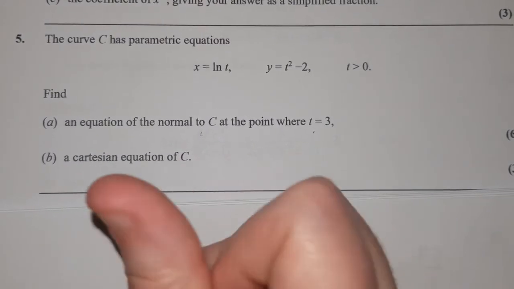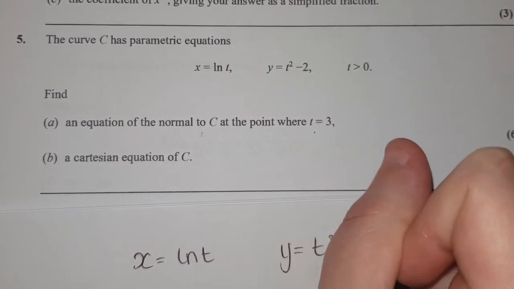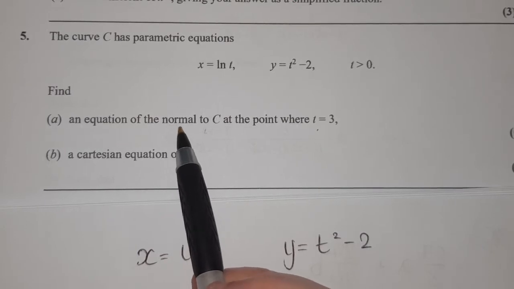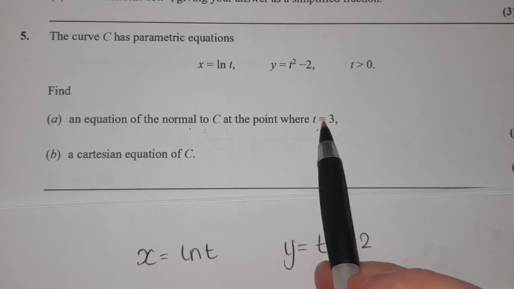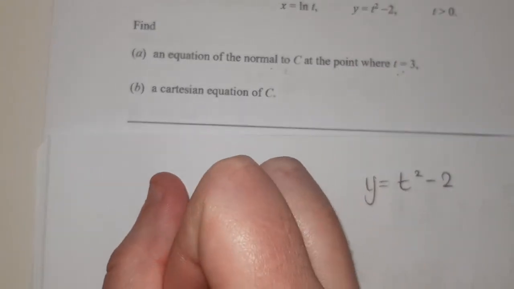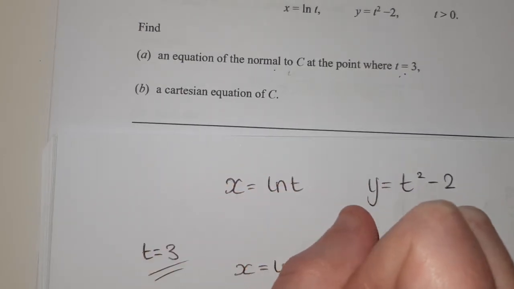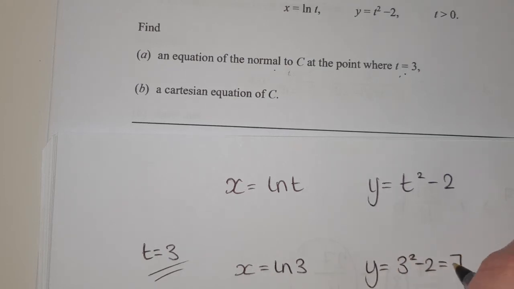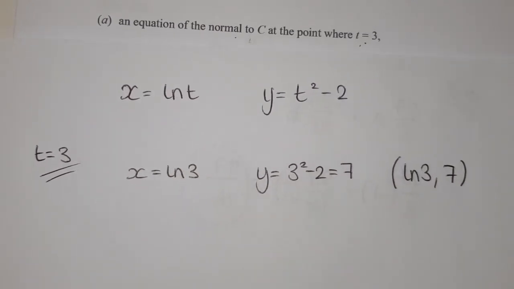Right, so first things first, x is equal to ln t and y equals t squared minus 2. If you're going to find the equation of the normal, two things we need: the gradient, so we're going to end up differentiating, and the actual coordinate. The coordinate is nice and easy to find before we start. If t equals 3, x is just ln 3 and y is 3 squared minus 2, so I get 7, which means the coordinate I'm using is (ln 3, 7). So that part is nice and straightforward.